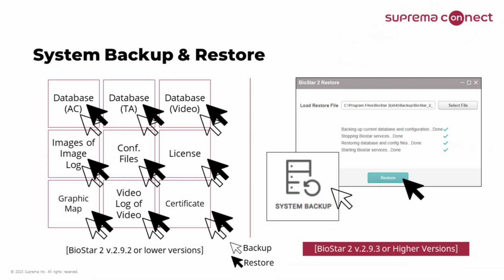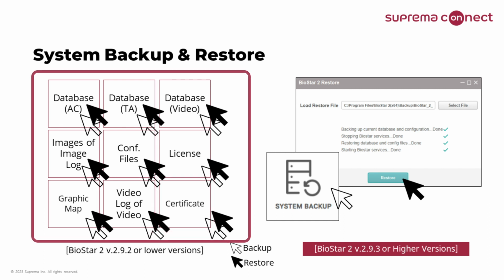Now, let's see how it was done in BioStar 2.9.2 and below versions. In the past, you had to individually click database access control, database TNA, database video, images of image log, configuration files, license, graphic map, video log of videos, and certificate, and back them all up. After backing them all up, you also had to restore them individually, database of access control, database of TNA, and so on, in each individual process.